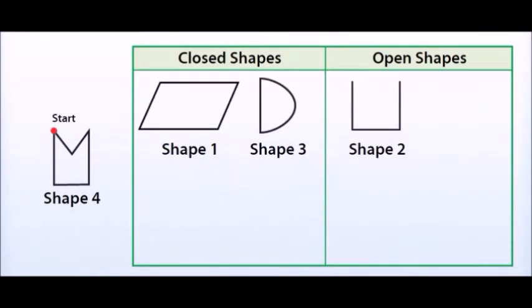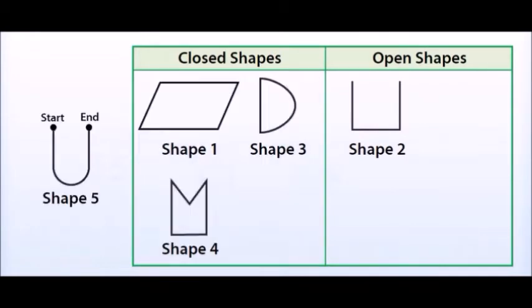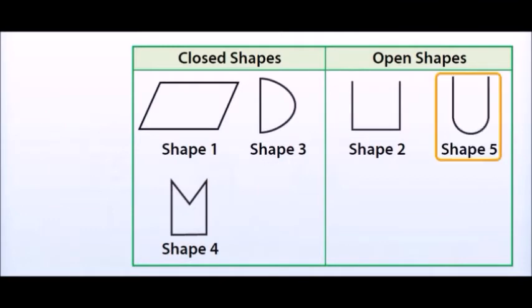Let's start tracing it from this point. This shape starts and ends at the same point. Is it a closed shape or an open shape? If you said closed, it's correct. Shape 4 is a closed shape. Shape 5 starts and ends at different points. So is it a closed shape or an open shape? If you said it's an open shape, it's correct.